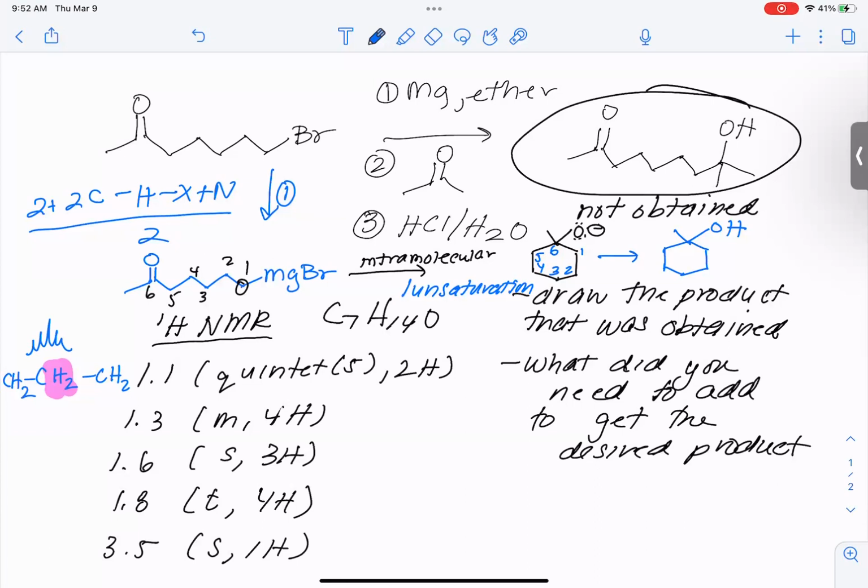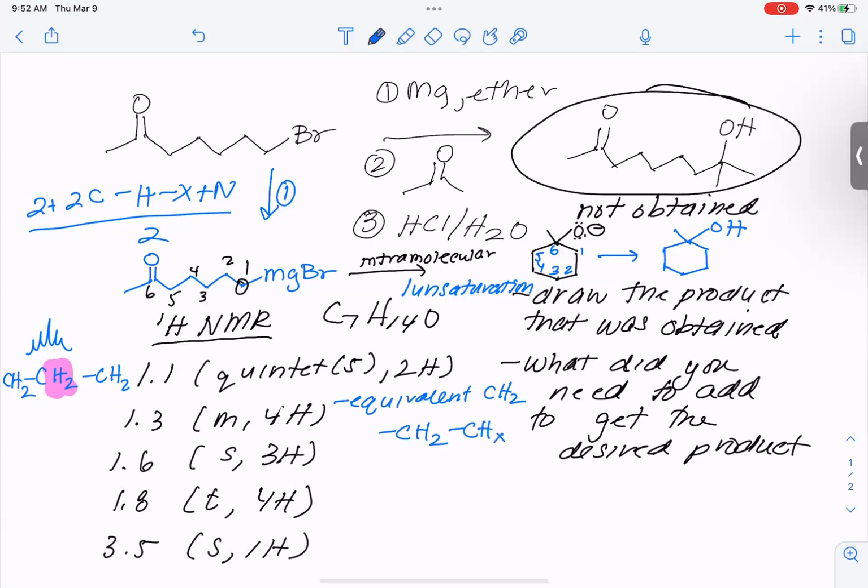All right. The next signal you have is a multiplet. That's four hydrogens. So here this means you have equivalent CH2 groups. So it's a CH2 between something where X plus Y is greater than or equal to 4.